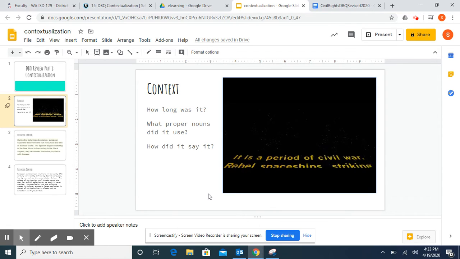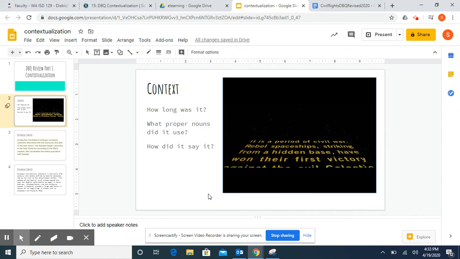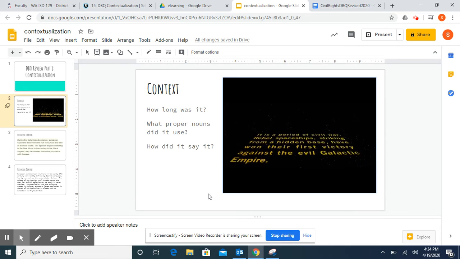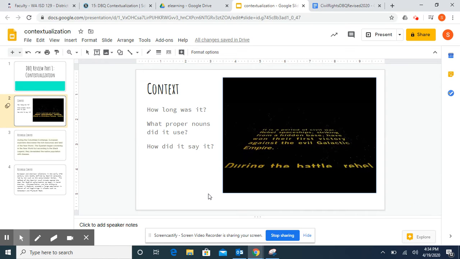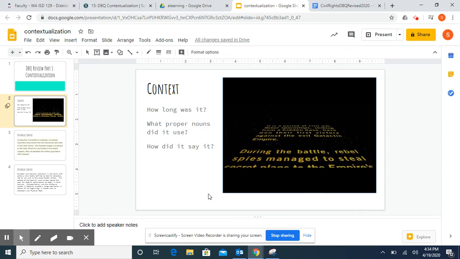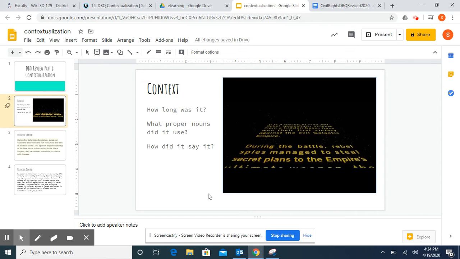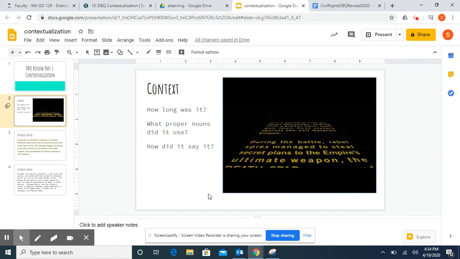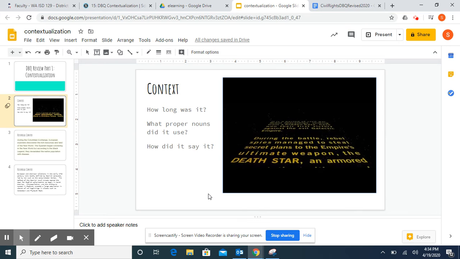Okay, it's a period of civil war, rebel spaceships. That's a good noun. Striking from a hidden base. Oh, I wish they had told us what that hidden base was. But look, it's against the evil galactic empire. It's not just against some unnamed foe. One sentence down. Ooh, rebel spies managed to steal these secret plans to the Emperor's ultimate weapon, the Death Star.